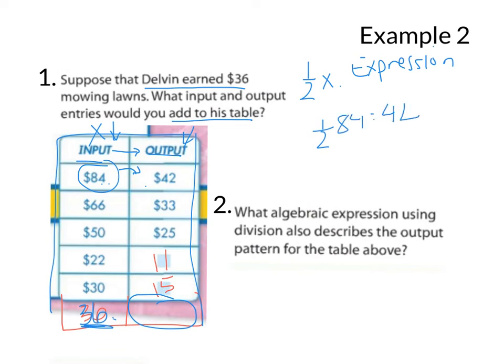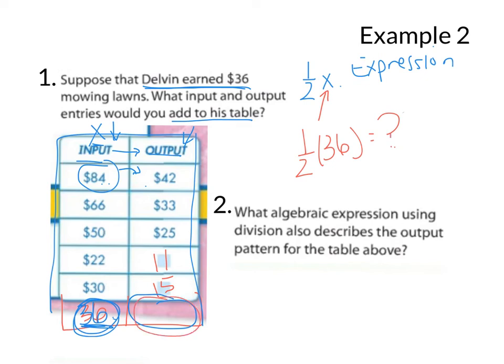So now we're going to substitute. That's why we learned substitution already. See, we're in the X column. We're going to substitute this new number we got, of him earning 36, in for X. So we get half of 36, and I'm wondering, what do I get? Because we need to know this right here.